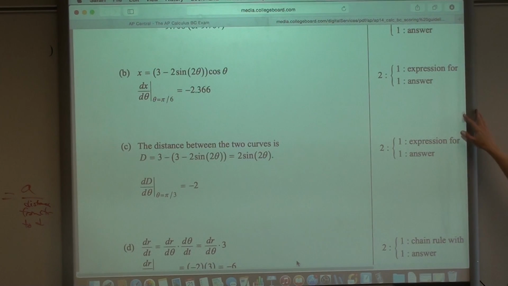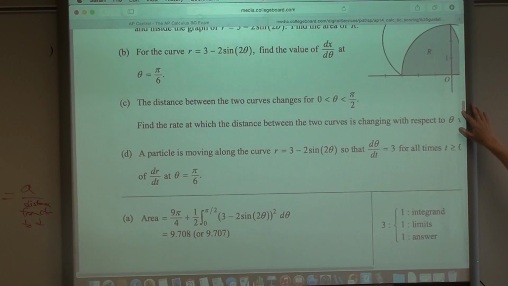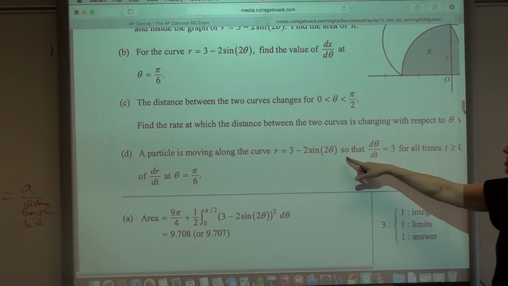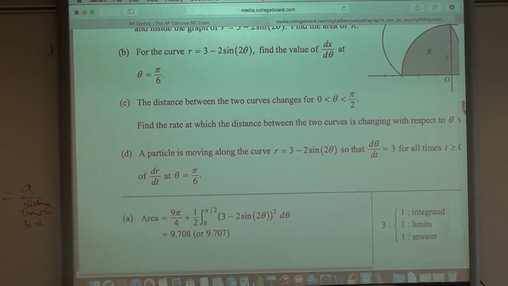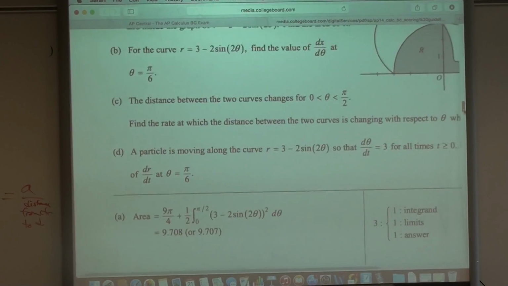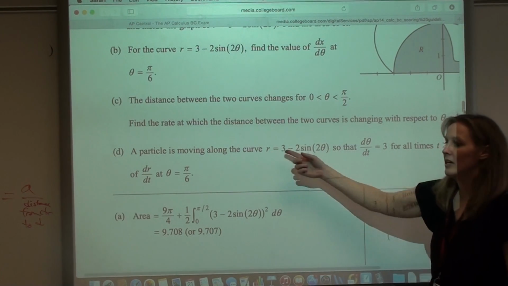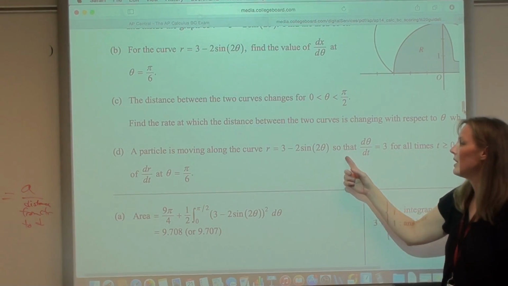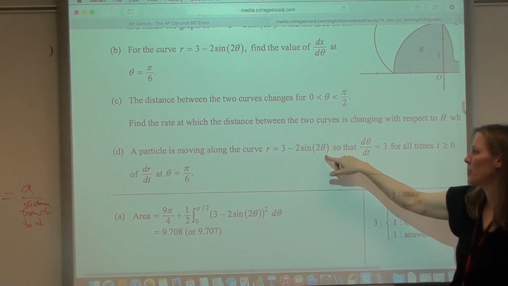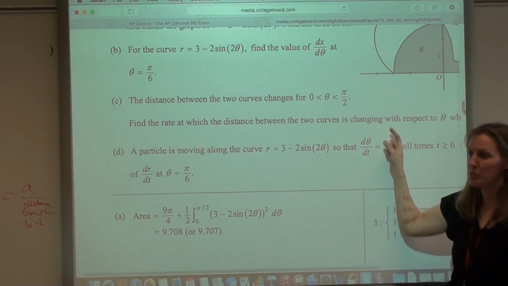Now I did part D slightly differently from how they did part D. It says a particle moving along this function, so d theta dt is 3. Find the value of dr dt when theta is pi over 6. So I literally just differentiated with respect to t. When you do the derivative with respect to t and you do chain rule, you end up multiplying by 2 d theta dt. That's where the d theta dt comes in, and you just plug it in.